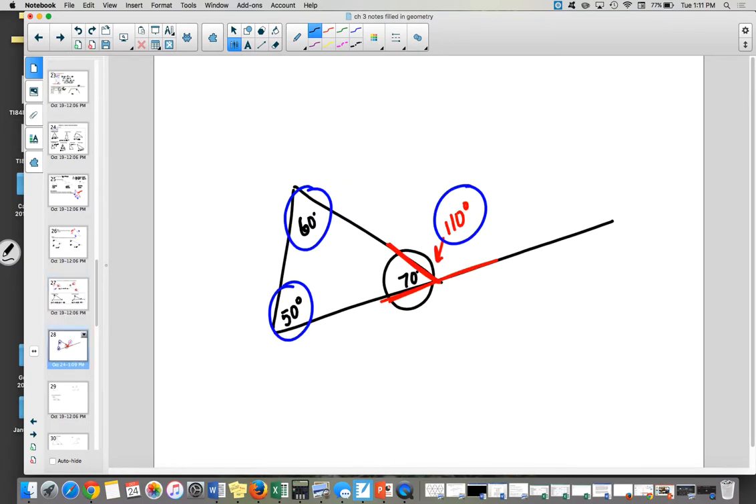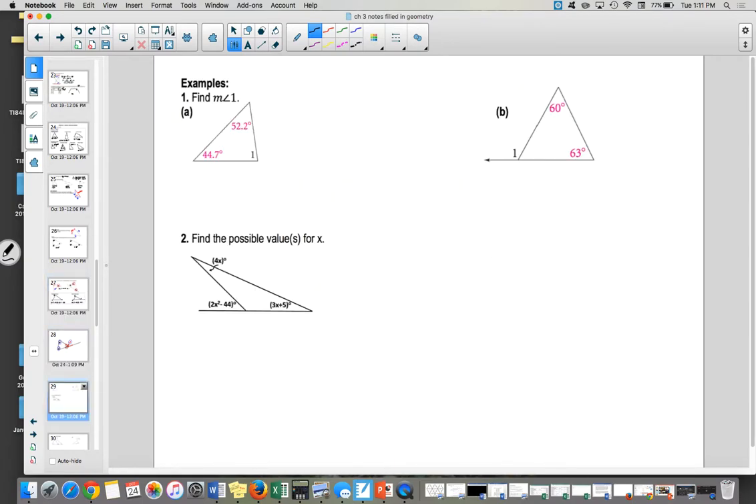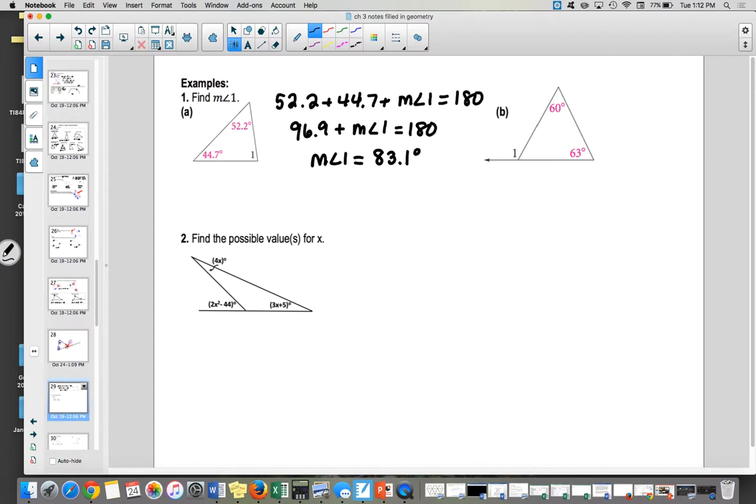Okay, so let's try this. Very easy questions. This is how your homework starts out. Don't you like these questions? Aren't you like, woo, this is easy. So we're going to say 52.2 added to 44.7 plus whatever the measure of angle 1 is has to equal 180. Perfect. So we add those together. What's 52.2 added to 44.7? That's 96.9 plus measure of angle 1 equals 180. So you subtract 96.9. Exactly. So we subtract that over. We get measure of angle 1 equals 83.1 degrees. That's our answer.